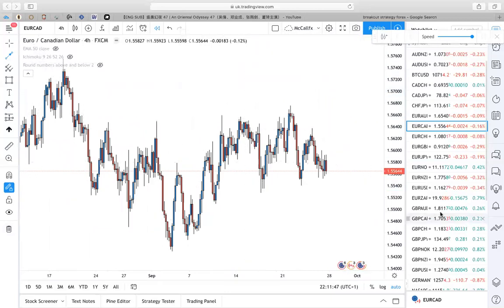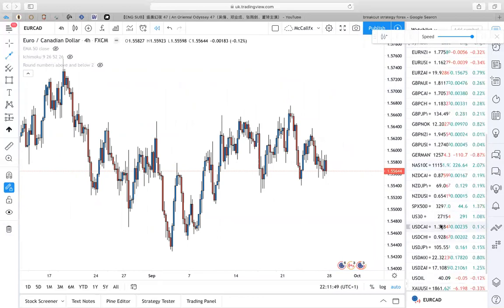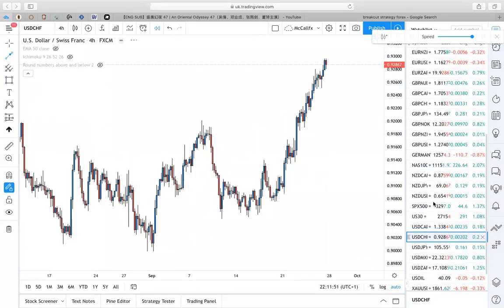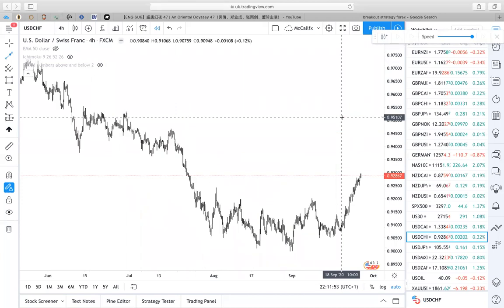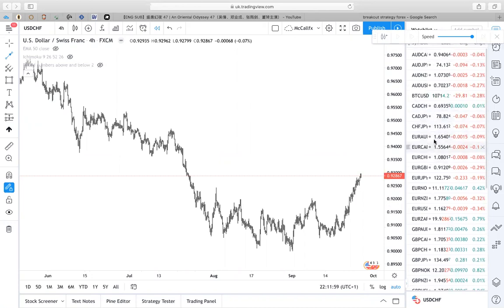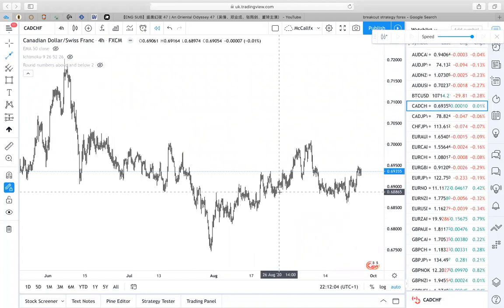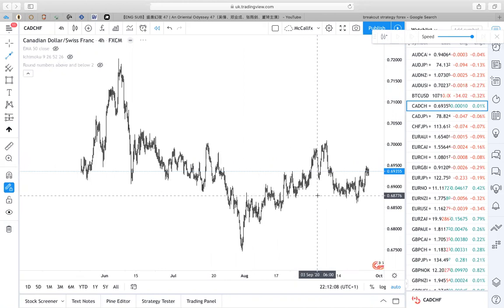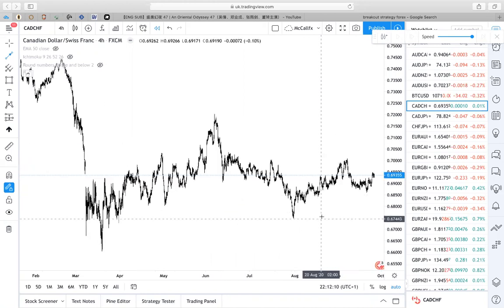Let's try a different pair. I'm gonna use CAD CHF. All right, I'm gonna use this. So let's see, what can we see on this level?